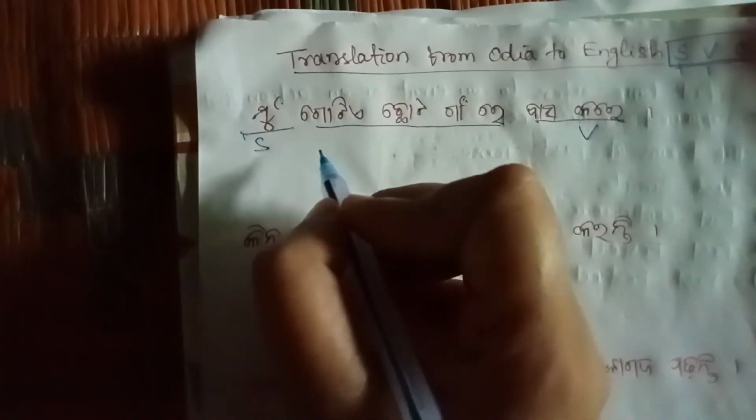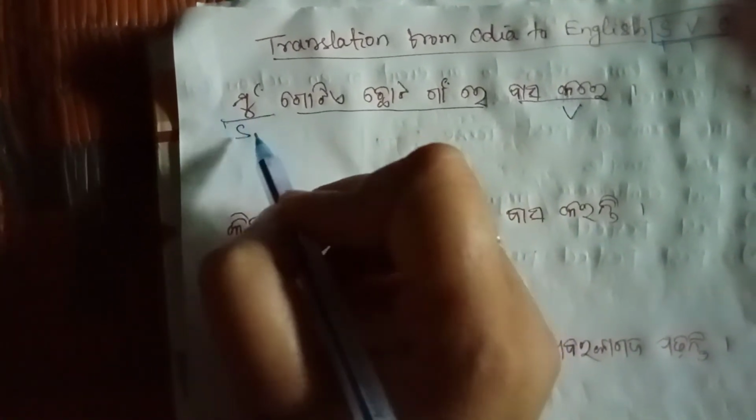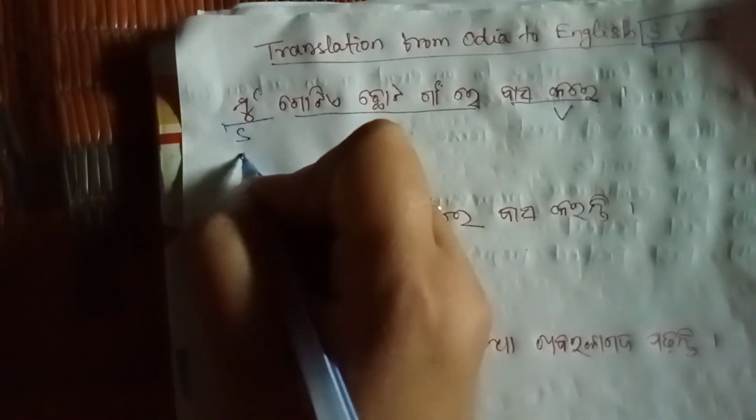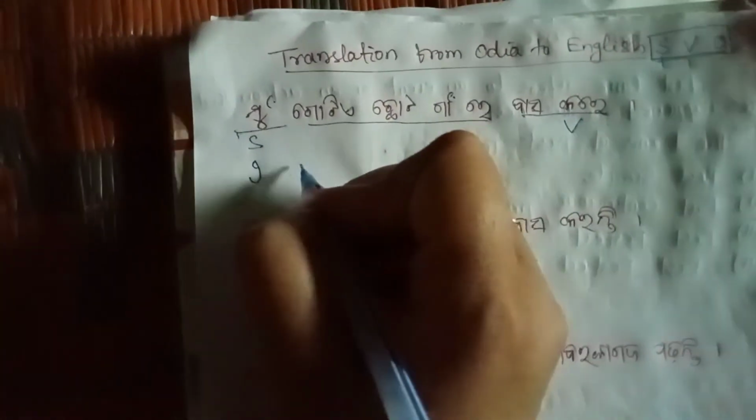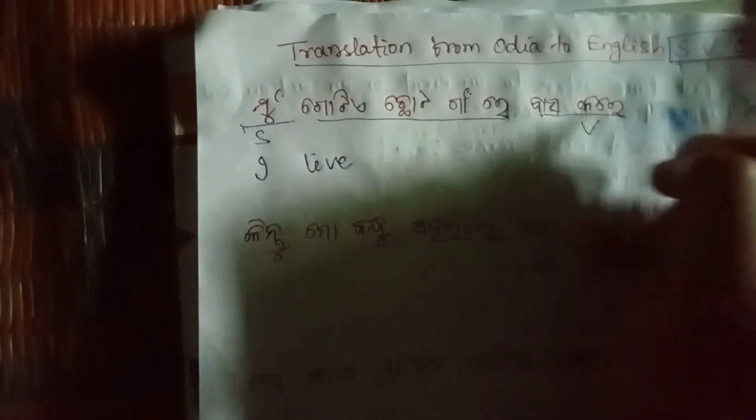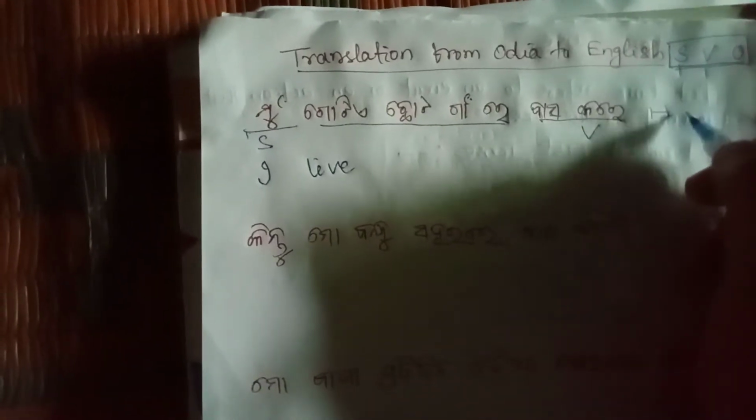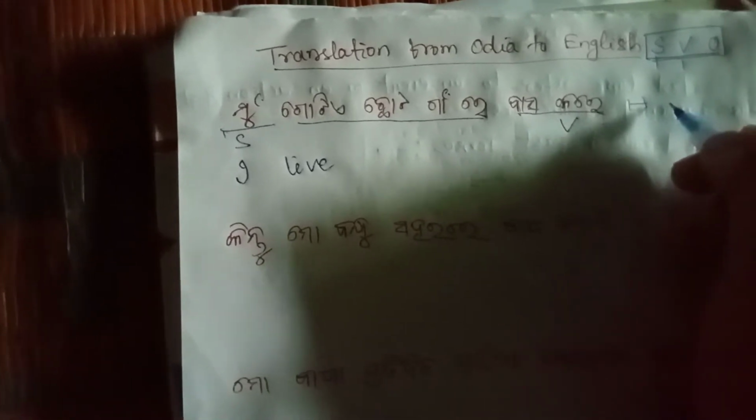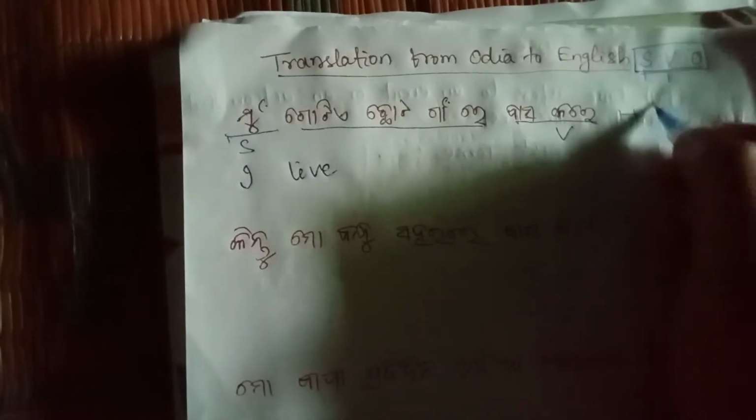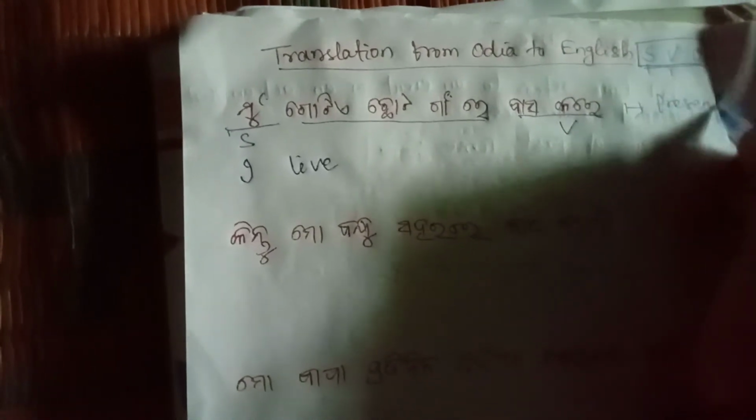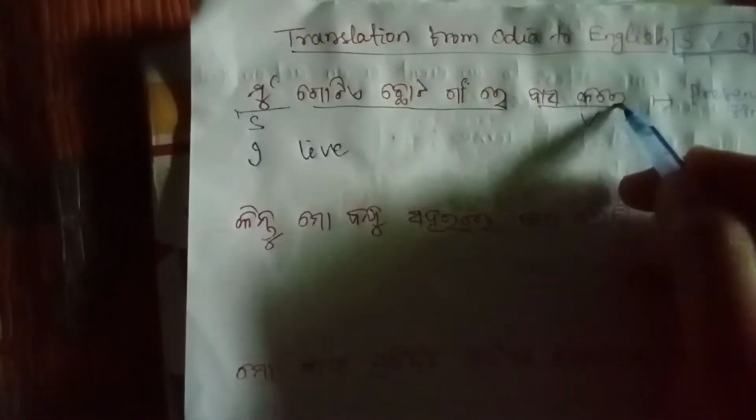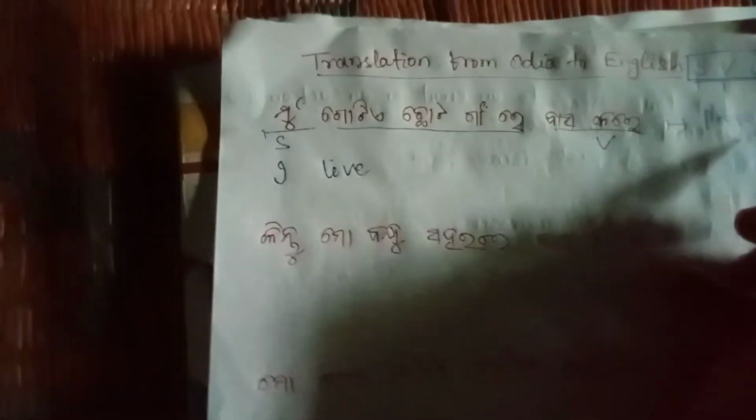So let us change it into English. First you have to write your subject: I. Then baso kore means live, I live. You should know which tense the sentence belongs to. Baso kore is the present simple tense.